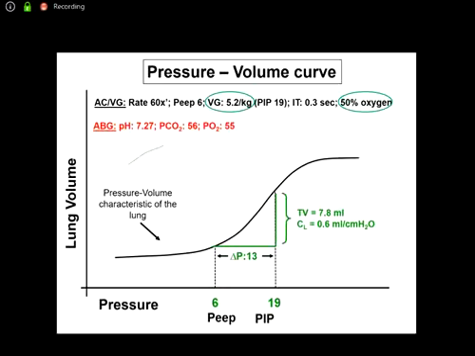Now, when you extrapolate those numbers into your compliance curve, you see that the compliance curve there is quite flat. Okay, so 19/6 gives you a delta P of 13, and that gives you a volume of 5.2 per kilo as you put it on the ventilator. And the compliance, which is 7.8 divided by 13, gives you 0.6, so a very low compliance.